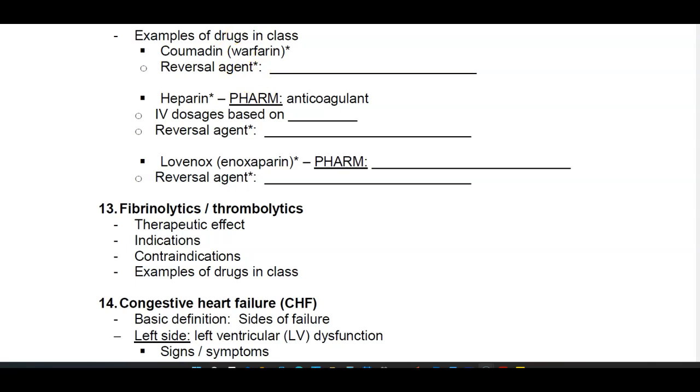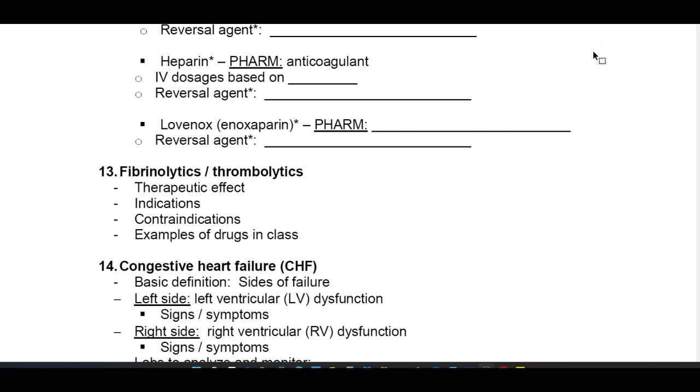You have to remember the reversal agent of this drug. The reversal agent for this drug is vitamin K. So if you have somebody on Coumadin, and for some reason their levels are too high and they're at very high risk of bleeding, and you have to give a reversal agent to reverse those effects, the drug to give is vitamin K. How I remember it is, although Coumadin starts with a C, I just think of it as Coumadin starting with a K. I don't know if that makes sense, but hopefully it helps you remember this medication.